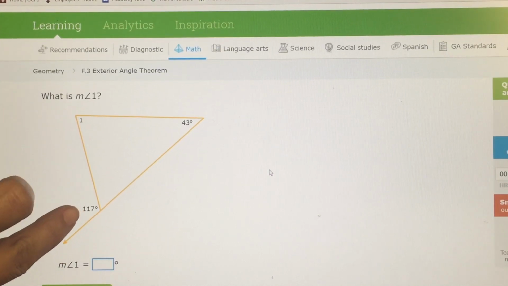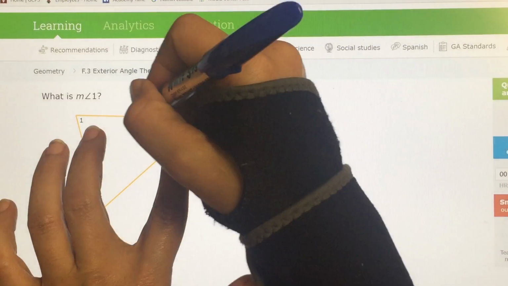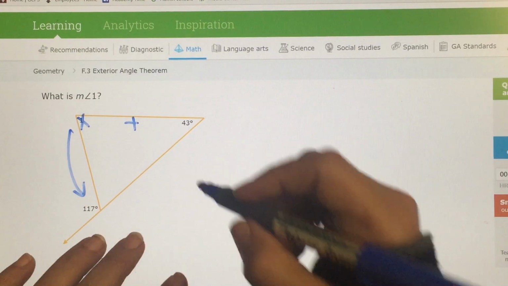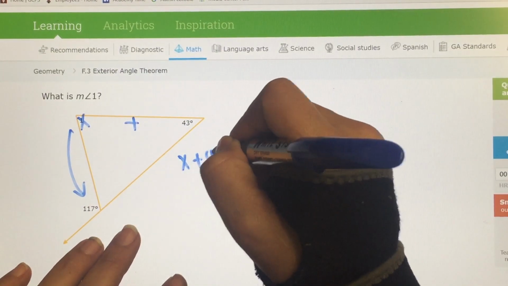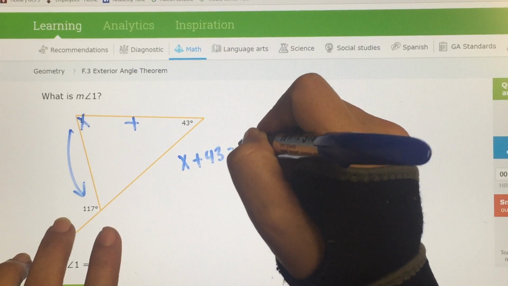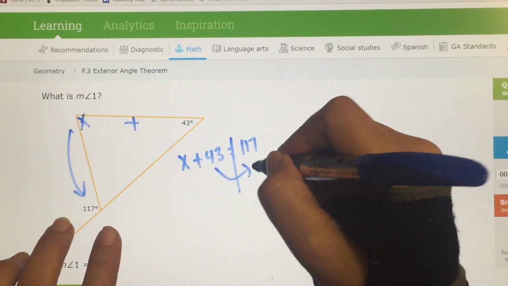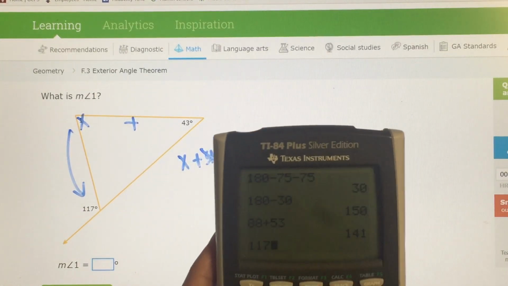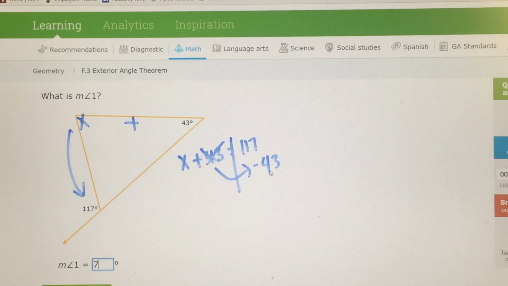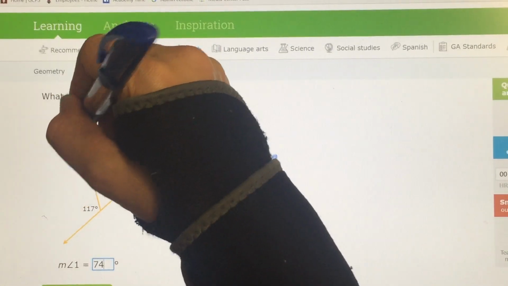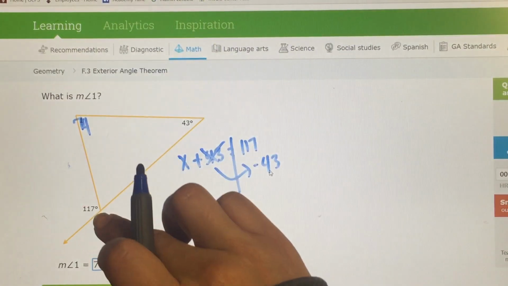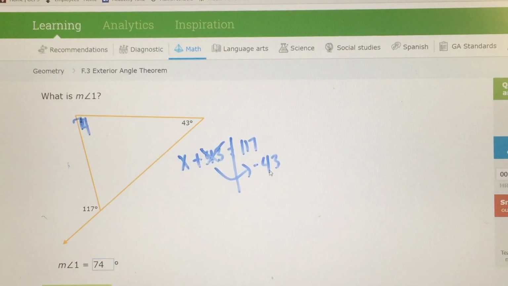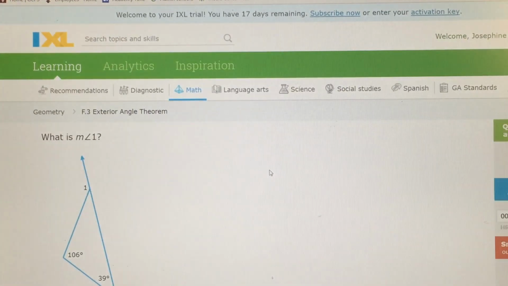When you add the two that are not attached to the exterior, so when I add these two angles, call that x, it's going to give me this. So let me set that up in an equation. What I'm saying is x plus 43, when I add those two, it's going to give me 117. So x is 117 minus 43, which is 74. And that makes sense. If I say that this is 74, when I add the two furthest, they're going to give me that. So 74 plus 43 will give me 117. So you can go forwards, backwards, it doesn't matter. The concept is the same.